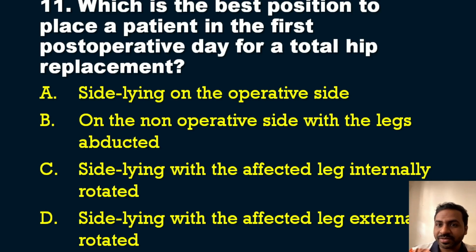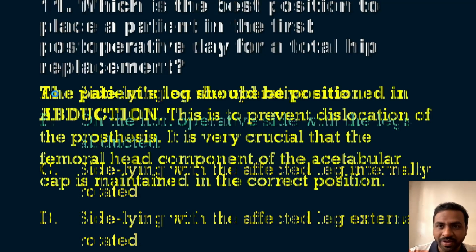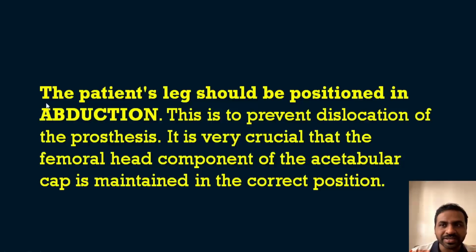The answer for the question is option B. You should keep the patient on the non-operative side with the legs abducted. That is very important, because the patient's leg should be positioned in abduction. This is to prevent dislocation of the prosthesis. It is very crucial that the femoral head component of the acetabular cup is maintained in the correct position.